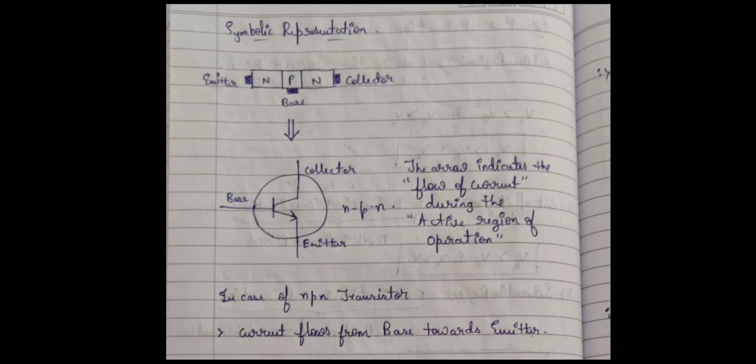And as you can see, this NPN transistor is represented in the following way, where the collector, base and emitter are written, and there is an arrow mark from the base to the emitter, which shows the direction of current flow during the active region of operation. That is what the arrow mark shows, and this is how the NPN transistor is represented symbolically.